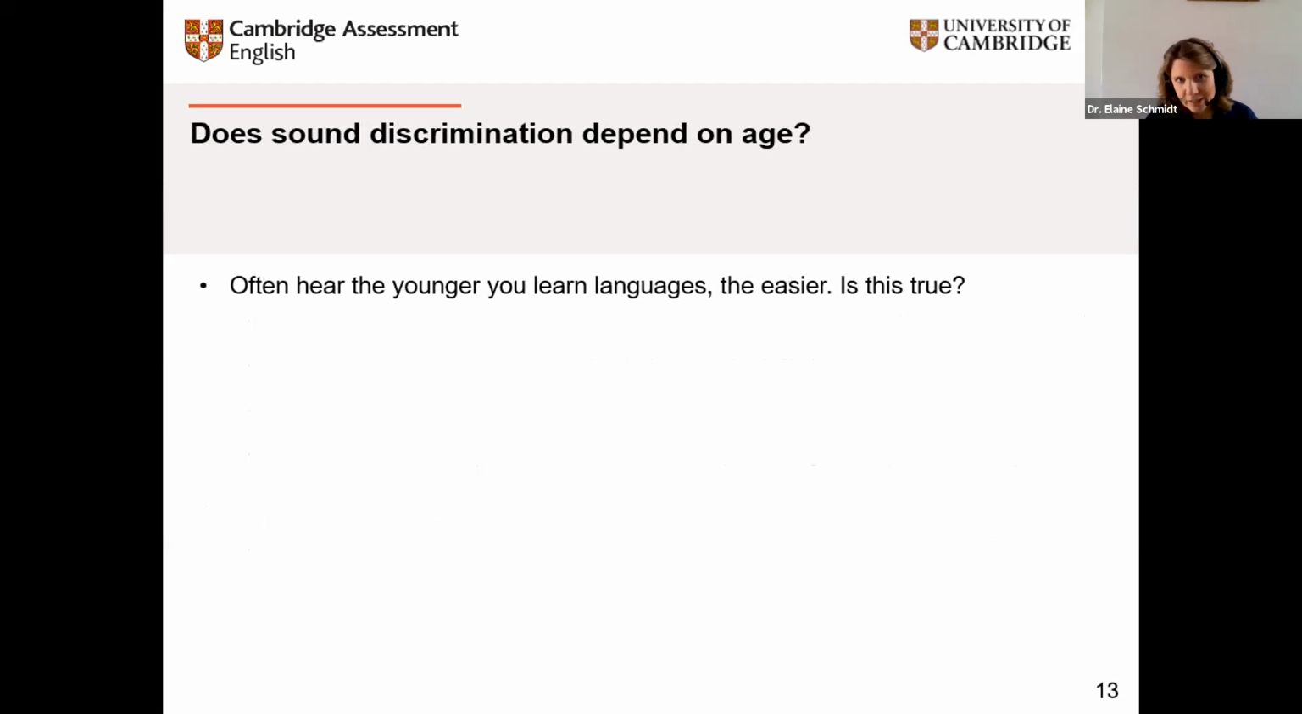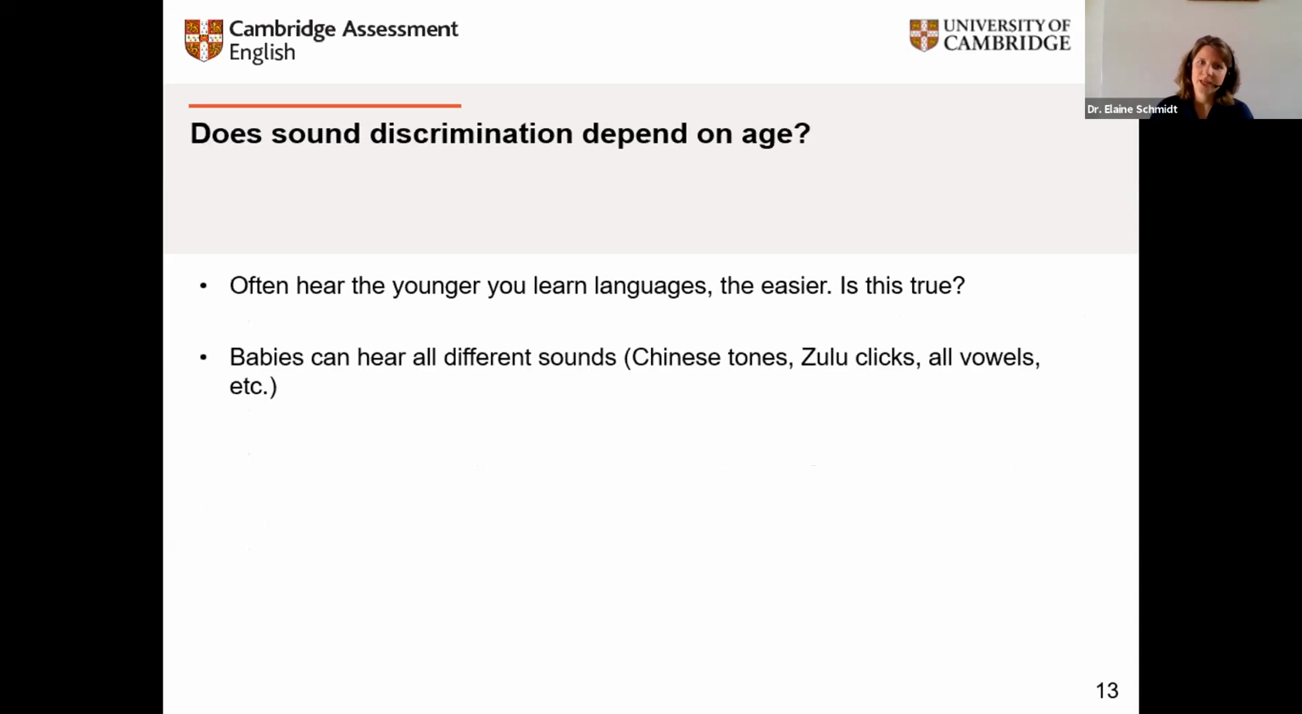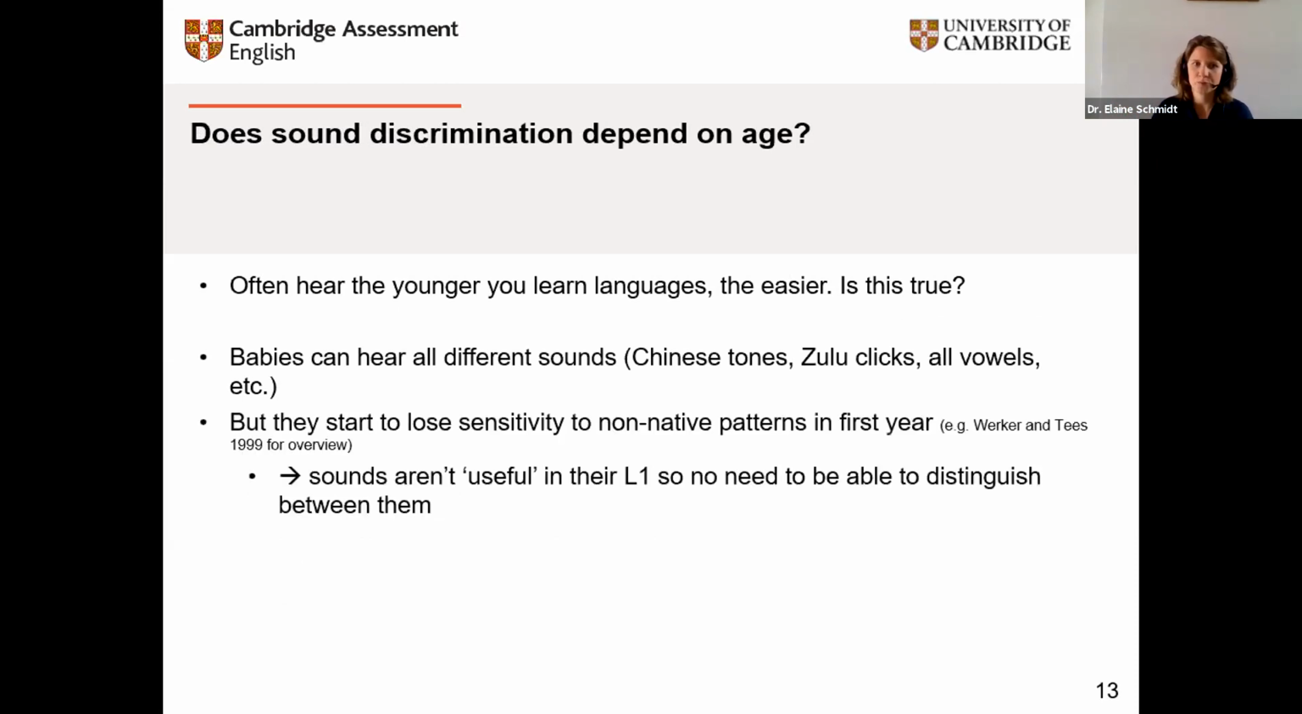So does this depend on age? You often hear that the younger you learn languages, the easier it is. Is that true? Yes, but I don't think that people necessarily appreciate how young you need to learn a language for this to be completely true. Now, if we think of babies, newborn babies, it is true. They can hear all different types of sounds. They can hear Chinese tones, Zulu clicks, any kind of vowels, anywhere that exists anywhere in the world. So a baby, it doesn't really matter where it's born, they have the capability to learn any kind of language that they're exposed to. But they actually start to lose the sensitivity really early.